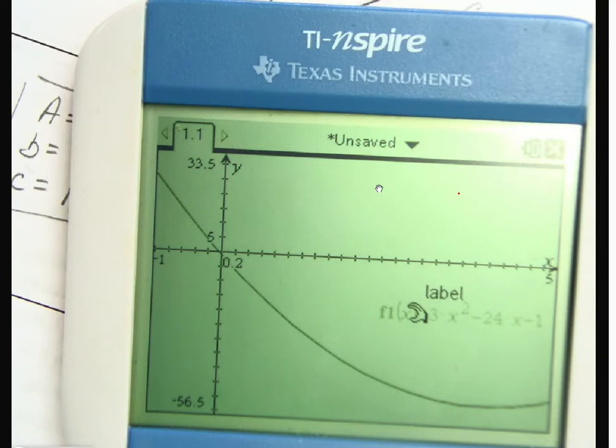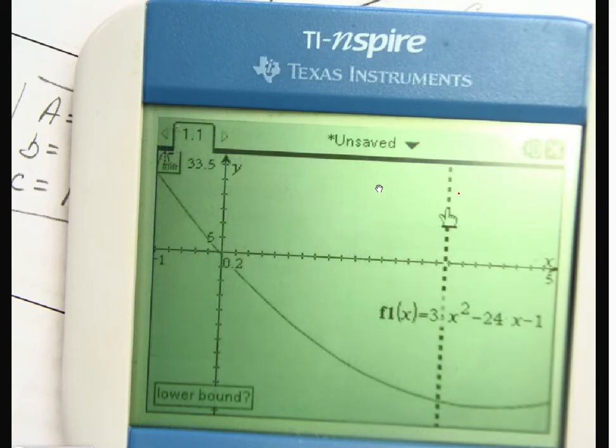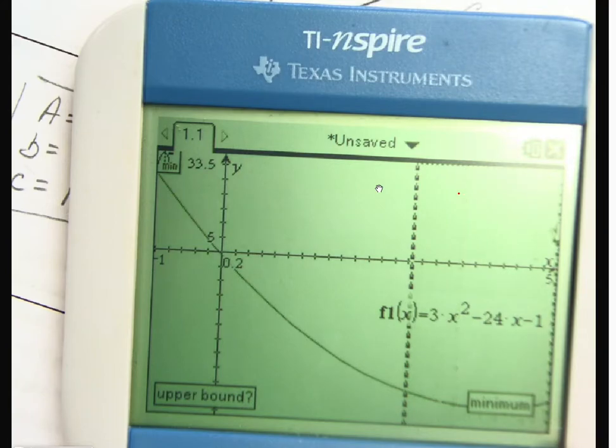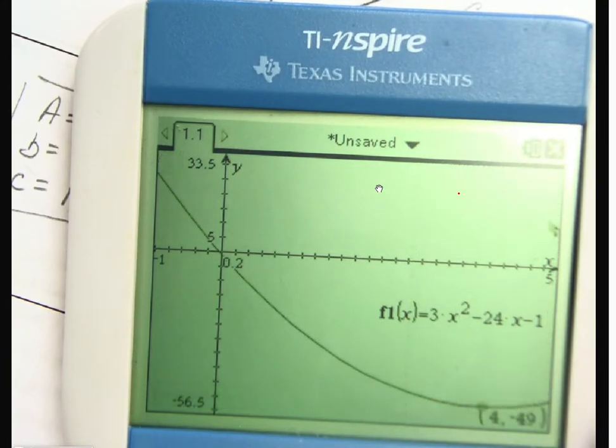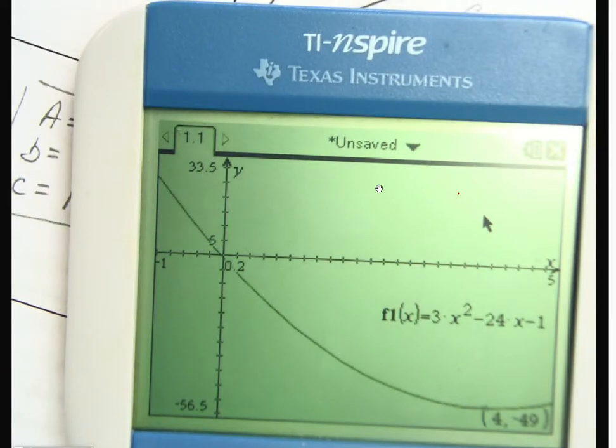Okay. Now I'm going to show you how your calculator will tell you what your minimum is. So let's go menu, let's go analyze graph, and click minimum. And what you do is you press enter on both sides of where you think your minimum is. And notice it said my minimum occurs at 4, and my minimum is -49, just like we figured out. Okay, so that's what we're doing. Next question.